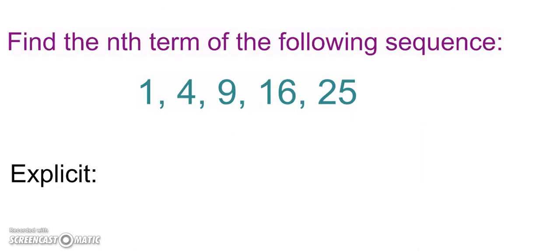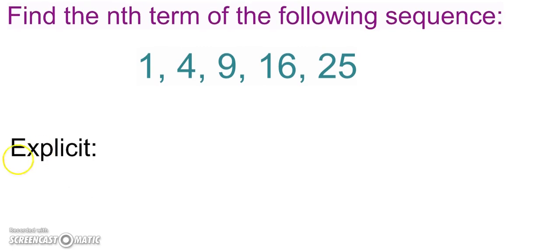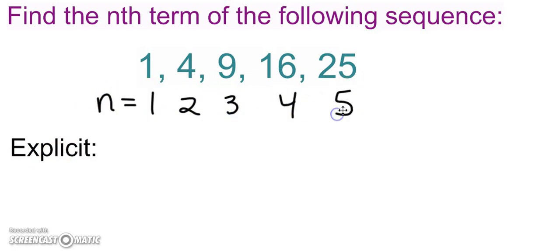Alright, find the nth term of the following sequence. This one we're not going to do recursively, we're just going to talk explicitly. So n being equal to 1, 2, 3, 4, 5. What is 1 in relation to 1? 2 to 4, 3 to 9, 4 to 16, 5 to 25. Hopefully you are seeing that as a pattern of n squared. You're taking your n value, your input, and you are squaring it to get the value of a term in a sequence.